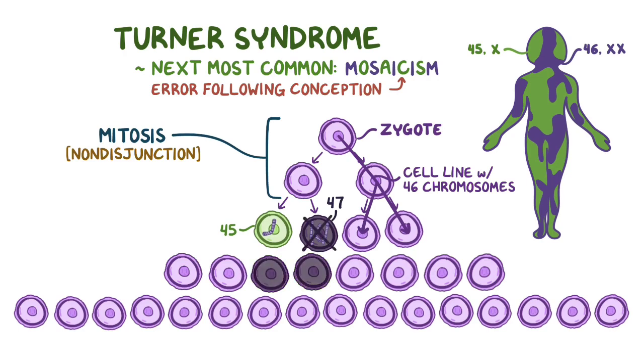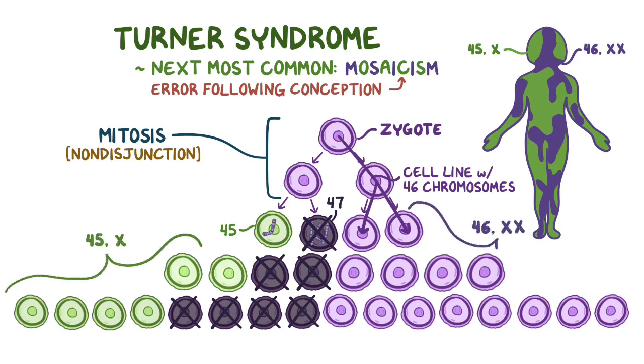Now, the cell line with 47 chromosomes rarely survives, but the one with 45 does, and continues to replicate and produce more cells with only one X chromosome, along with a 46XX cell line, leading to a mix of 45X and 46XX cells in the body.